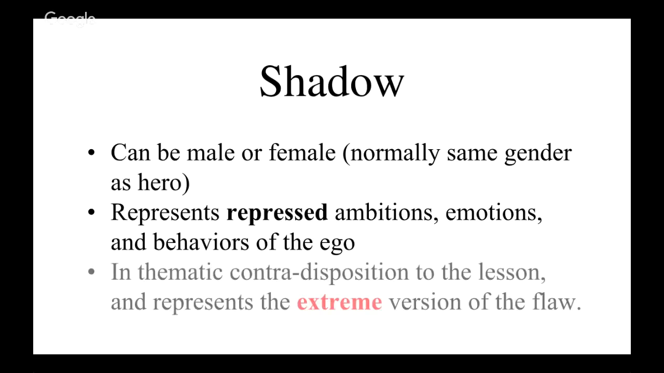All right. In the thematic, the shadow is also in thematic contradisposition to the lesson and represents the extreme version of the flaw. That's essentially what we just talked about. Whatever we're trying to teach the audience through the theme, the shadow is going to represent not just the opposite of that, but the extreme opposite of that. And again, if we look at Vader, the theme is to trust your own intuition on an individual level and not be so dependent. And the societal theme is don't be so dependent on the government that they take so much power that they have ultimate, complete control, okay?